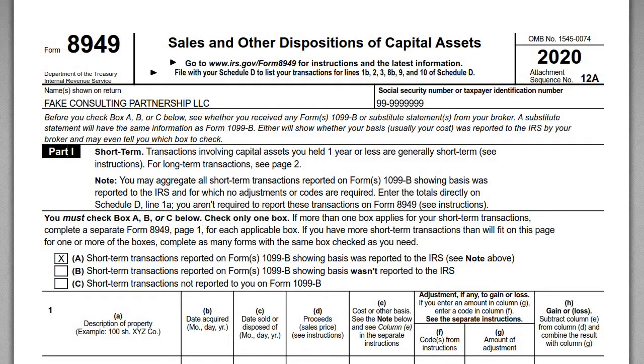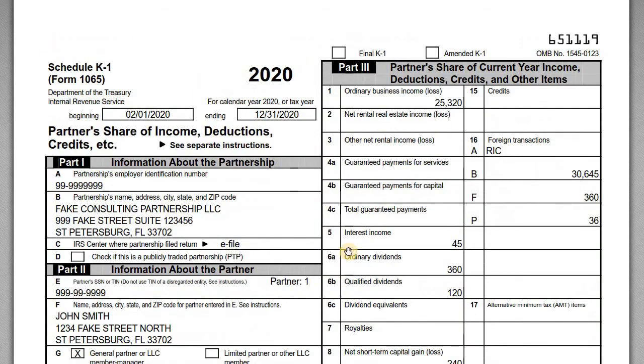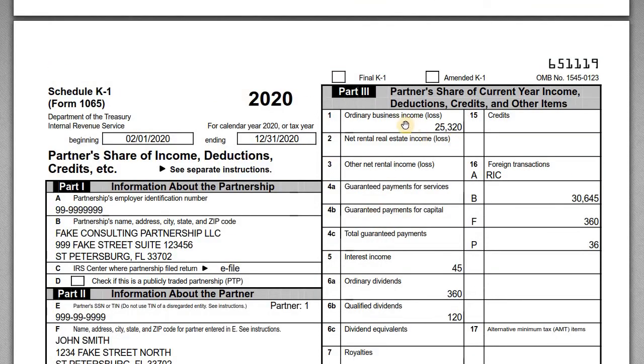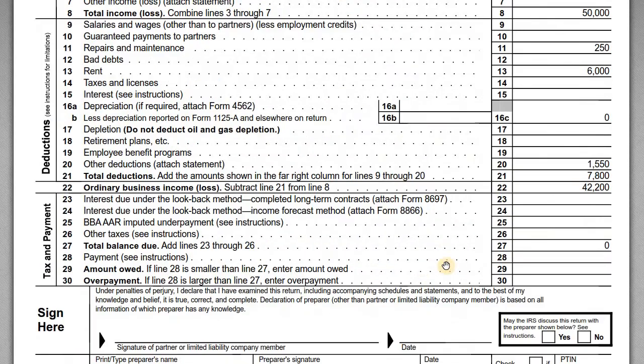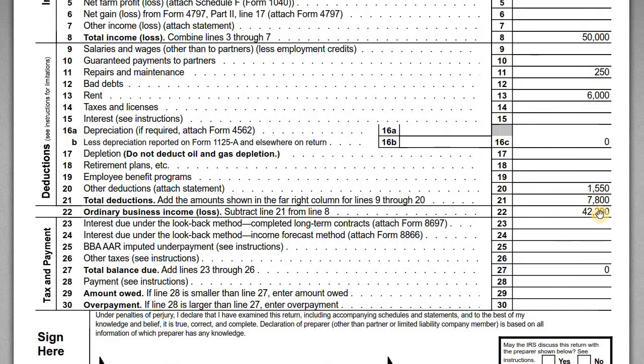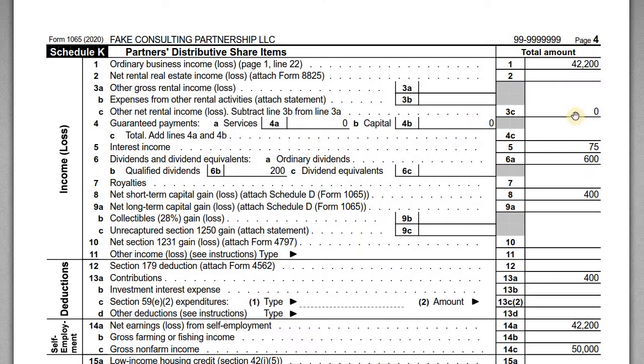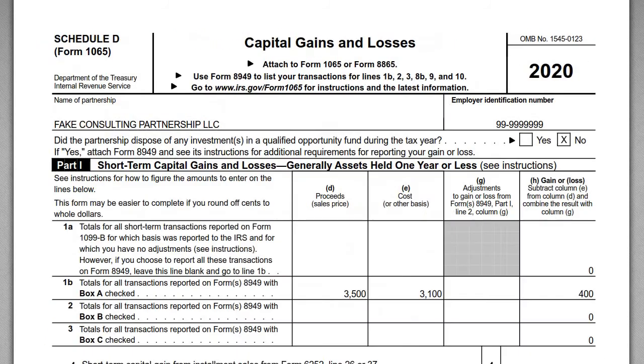Okay, so if we go back to the K-1, just so we can see how these ultimately flowed through here. The ordinary business income or loss, that figure is John's allocation of line 1 from page 1 and then line 1 from Schedule K, right? So line 1, ordinary business income, this is what John gets. And that number is pulling from here, right? The 42,200, that's that line 1 number. John gets 60% of that. And that's also the figure here, right? So 60% of this balance is what's being reported on the Schedule K-1.